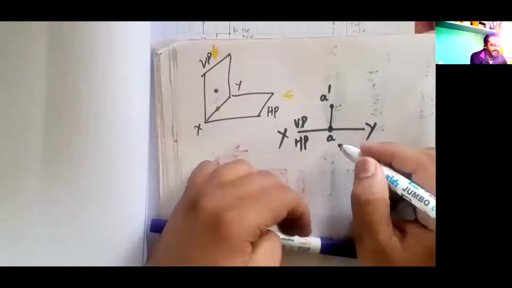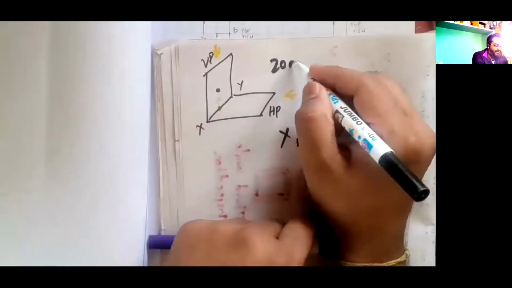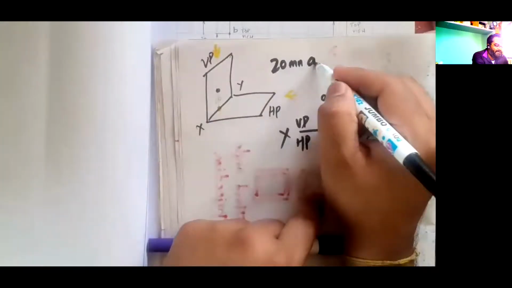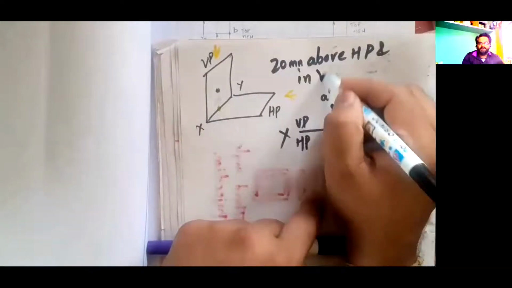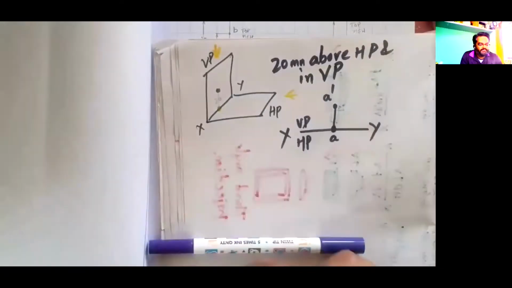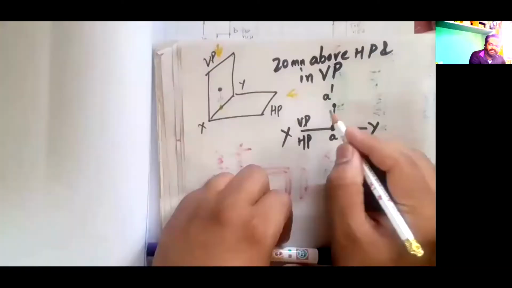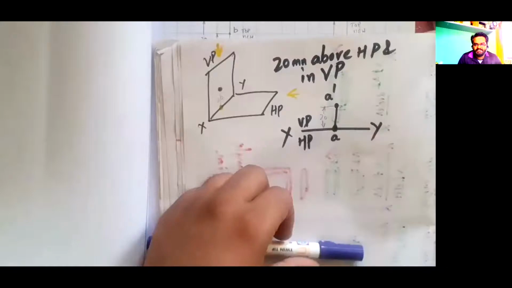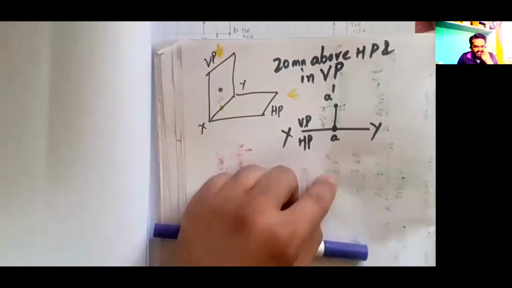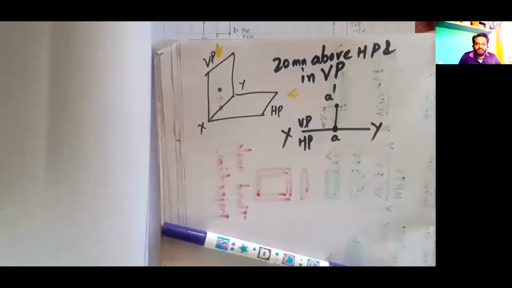So if a point is 20 mm above HP and in VP, then front view will be above XY line something like this for a distance of 20 mm. This is 20. I'm representing it like this. Next, top view will not be at some other distance, it will be on XY line. So it is very very important that these two reference planes have to be understood properly.